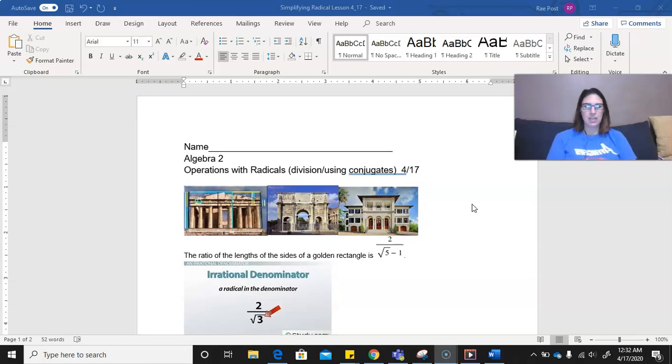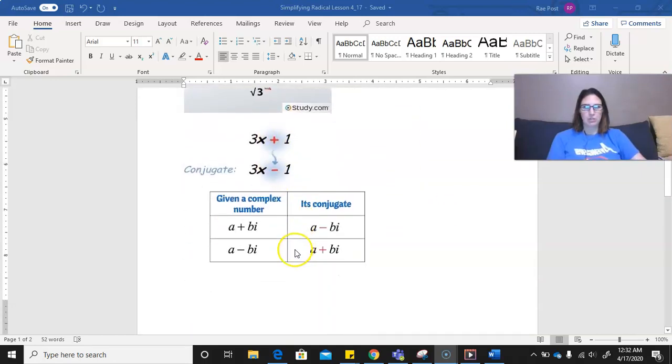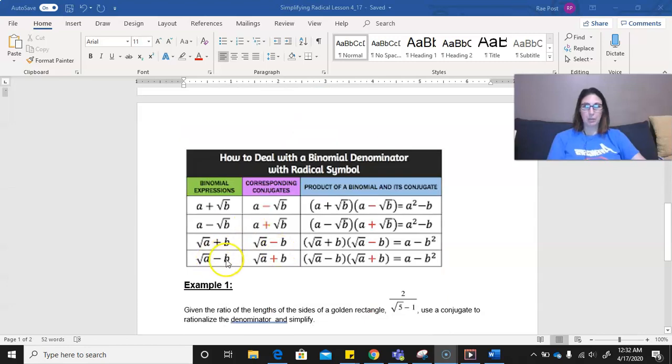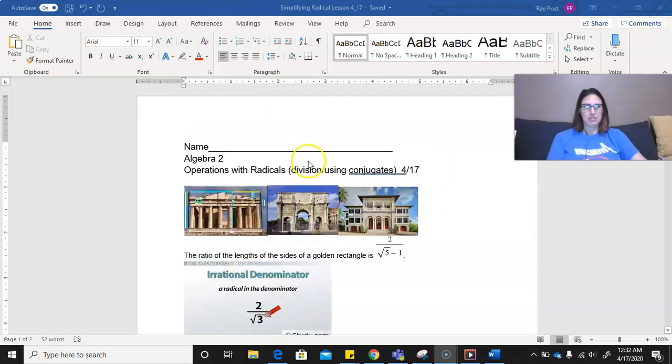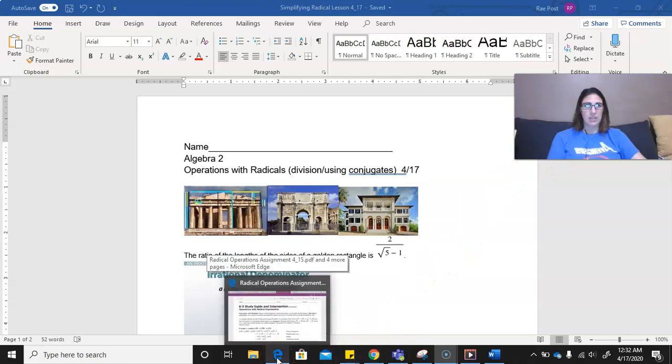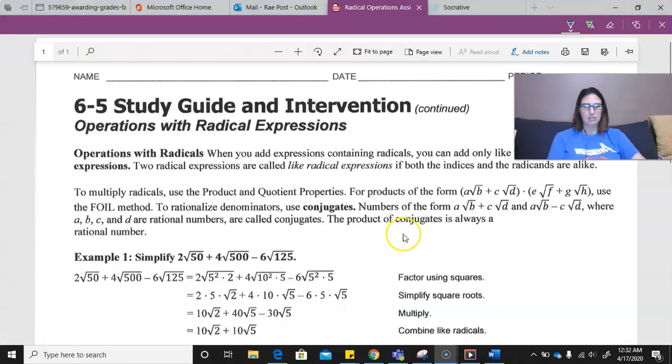So today is our last day of the 6-5 lesson, Operations with Radicals. We're going to finish it up with a division lesson for when you have radicals in the denominator, but in this case they're going to be binomial radicals. I'm going to show you what those look like and how to work through those today. But before we get any further into today's lesson, I want to go through the work from yesterday so we can clear up any misconceptions you might have. So let's go over to the classwork you've been working on all week.